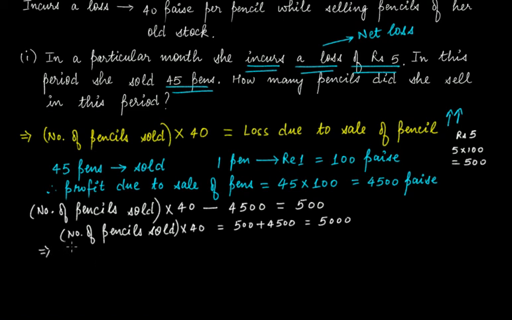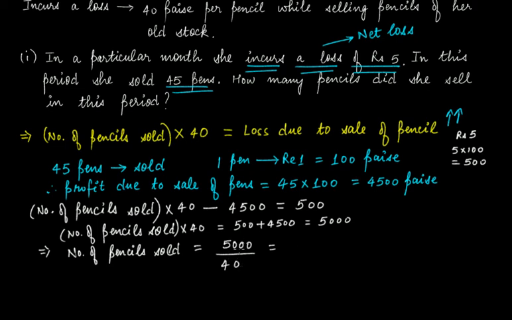So number of pencils sold will be equal to 5000 divided by 40. Why? Because here it was in multiplication, so if you take it towards the right, it will be in a division. So number of pencils sold will be 5000 divided by 40, and this will be how much?